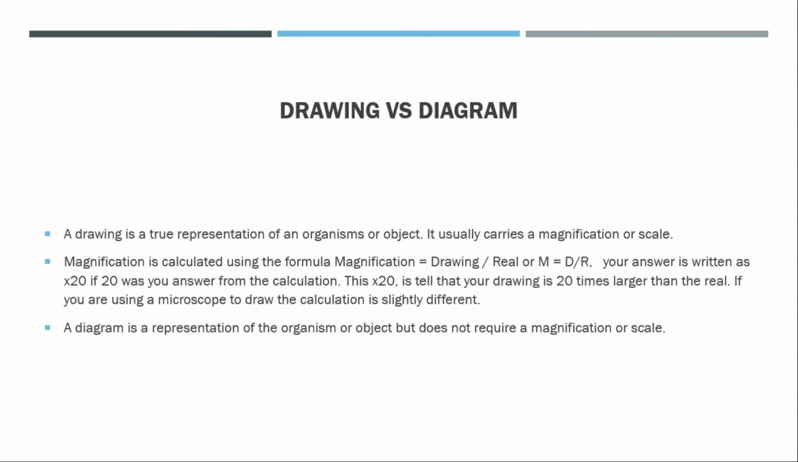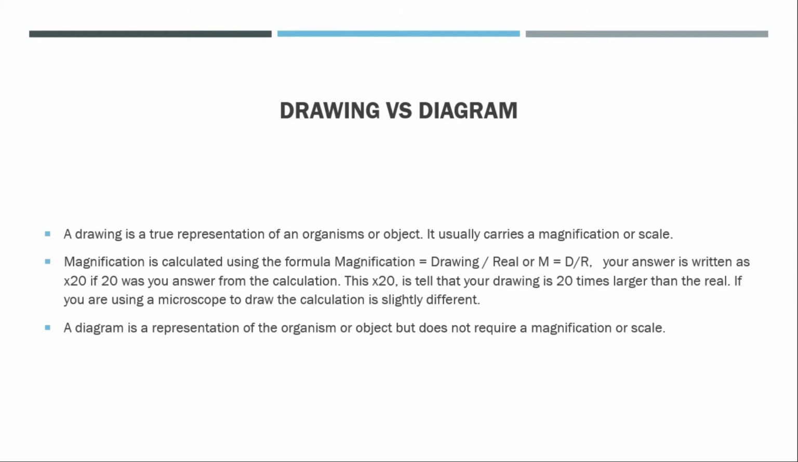Now, drawing versus diagram. I want to make it simple, and I really don't want to look at the content on the desktop. So if I'm talking and I'm not using what is on the desktop, forgive me, but what's on the desktop is correct. Your drawing is usually an accurate representation of the specimen. The diagram, on the other hand, is a representation but not necessarily accurate. So the drawing might have a scale or magnification. Usually the diagram does not have this sort of thing.